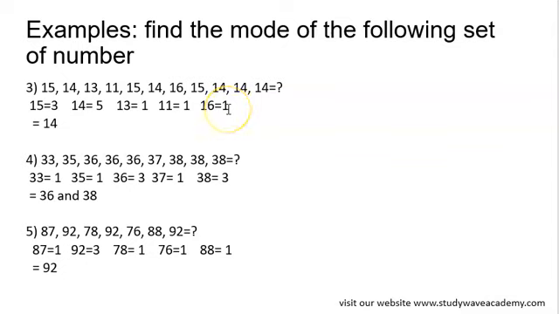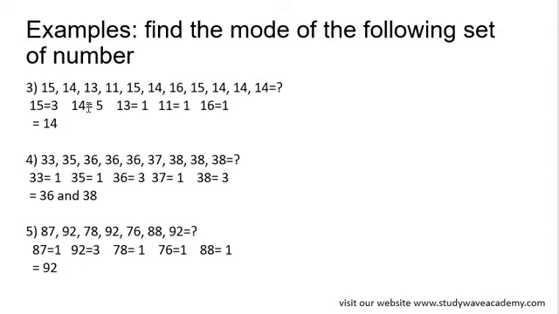So what do we do next? We look at these numbers and find out which of these numbers appeared more. 15 appeared 3 times, 14 appeared 5 times, 13 appeared 1 time, 11 appeared 1 time, 16 appeared 1 time. Okay, so now which of these numbers appeared more? 14, correct. Remember we said mode are numbers or frequencies that appear more. They are what? Frequencies that appear more.